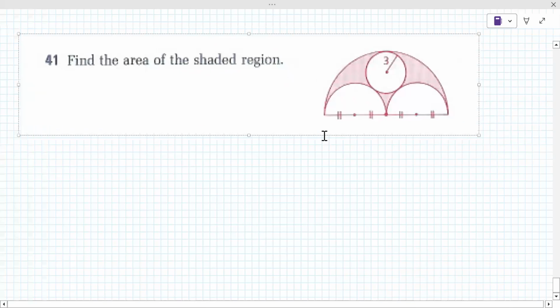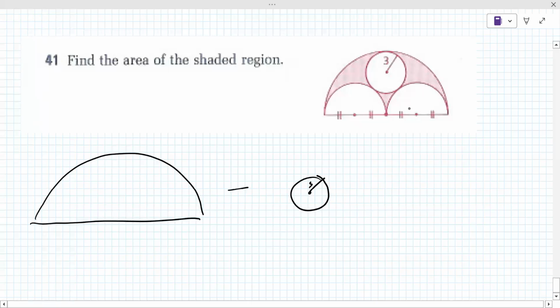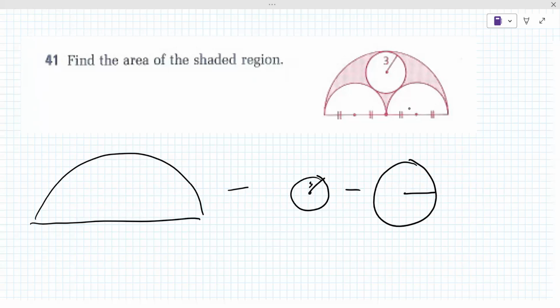All right. Find the area of the shaded region. So this is the semicircle minus the circle, which has radius 3. And then I do think it's worth recognizing that you can combine these two to make a full circle. Now we just have to do a little bit of figuring out here, well, what have we got? But we should be able to answer some of that.